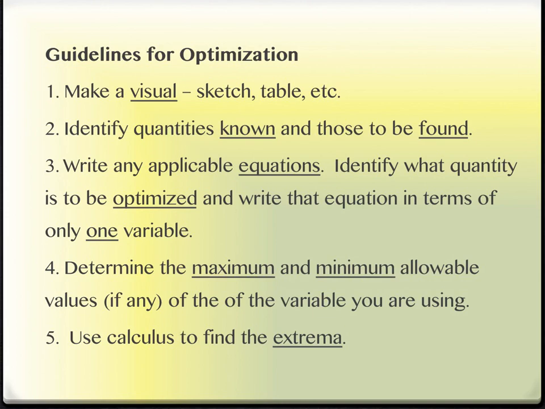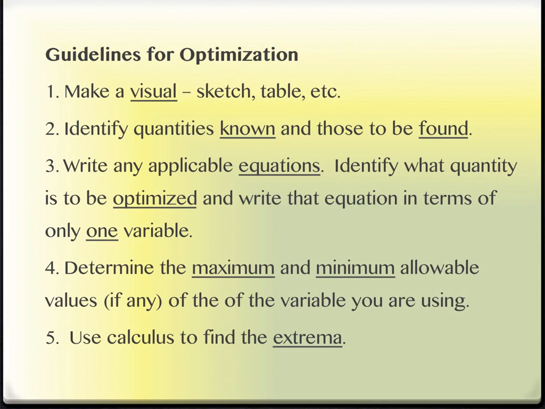Step 4, where it determines the maximum and minimum allowable values, has to do with the constraints of the problem. So, for example, if you're trying to fence in a yard, you only have so many feet of fencing. You cannot have infinite fencing. So there's a cap on like the area. There's a cap on the length or the width or the perimeter.